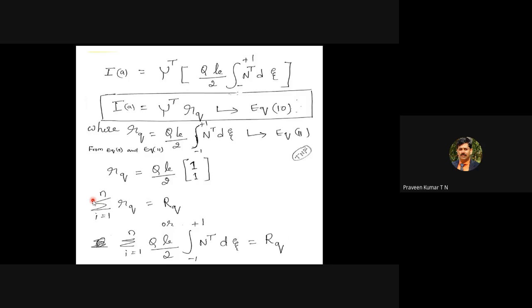But whatever it may be, if you have to define what RQ is, RQ refers to the heat generation vector. The heat generation vector is nothing but, within the element, there may be some heat generating source. It will generate some amount of heat, that is given by this formula. So you have derived one formula, Le by 2 times 1 1, that is nothing but the heat generation vector.